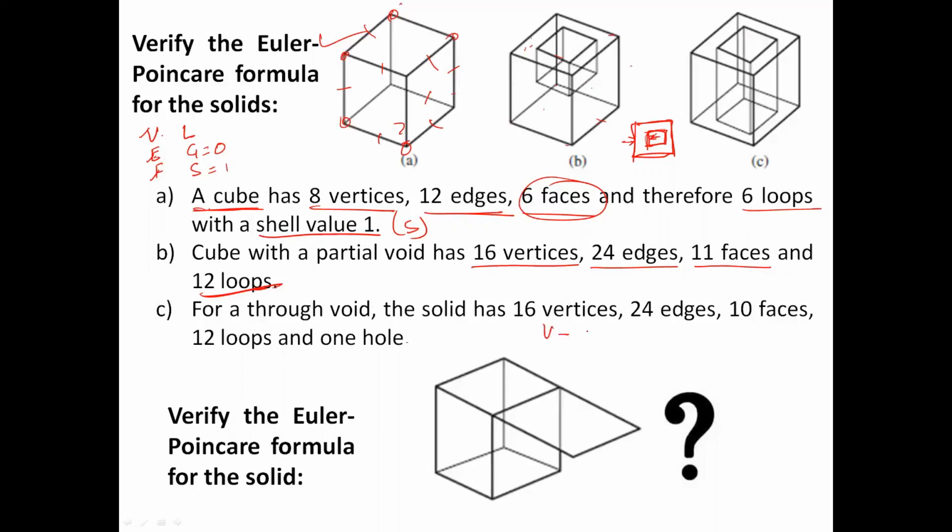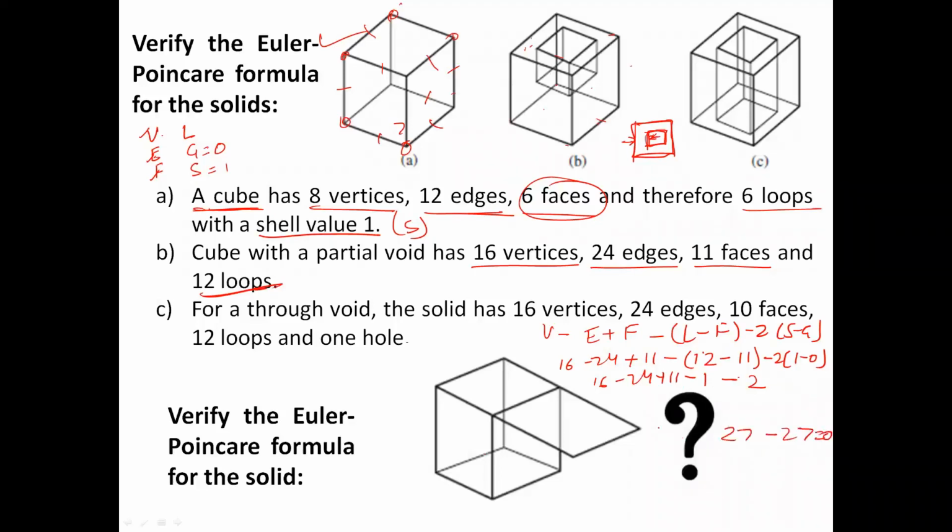The equation is V minus E plus F minus L minus F minus 2 times S minus G. Let's see: 16 minus 24 plus 11 minus loops is 12, minus 11, minus 2 times 1, minus 0. 16 minus 24 plus 11 minus 1 minus 2. How much is it? That is 27 minus 27 equals 0. Which means that this surface or this solid model is also topologically valid.